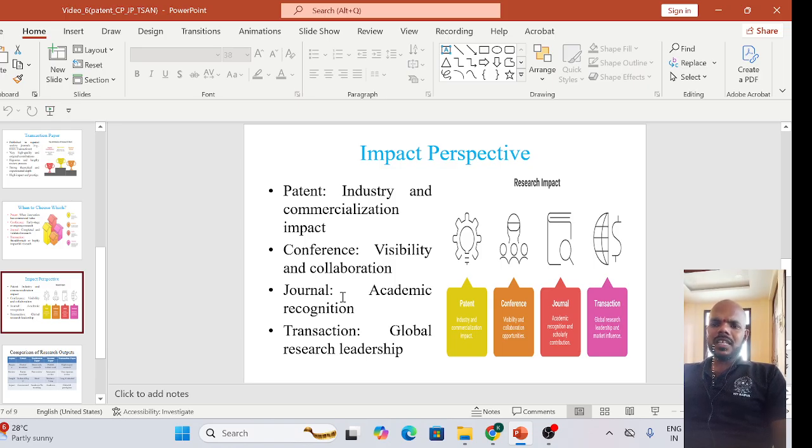If you want any academic recognition, you will have much more impact with a journal paper. Transaction is global research leadership. It is not just academic. It is global leader research. You can understand the terminology.